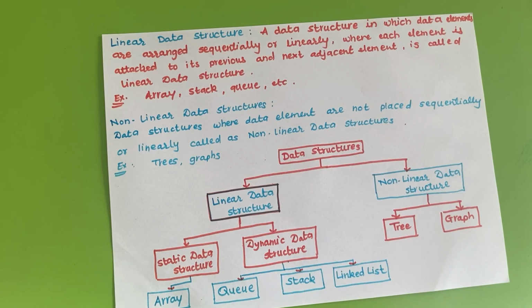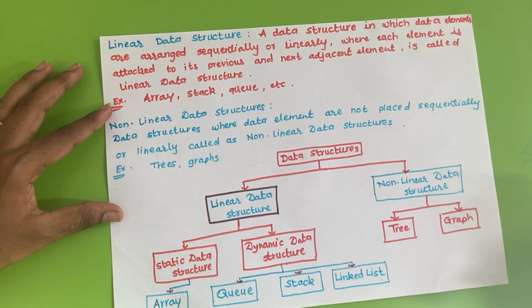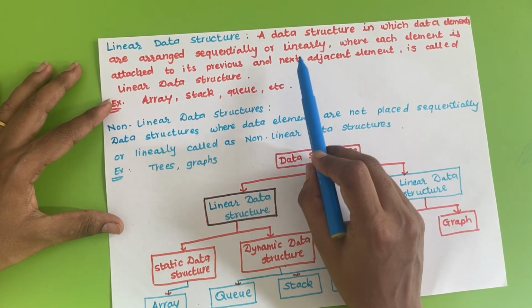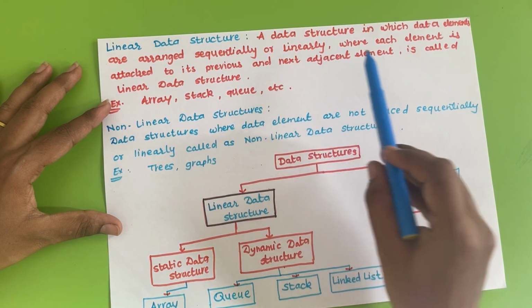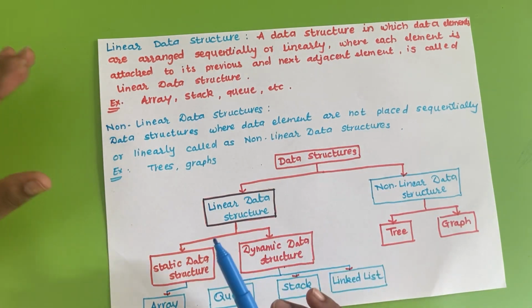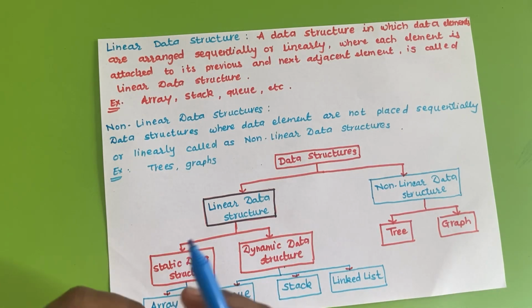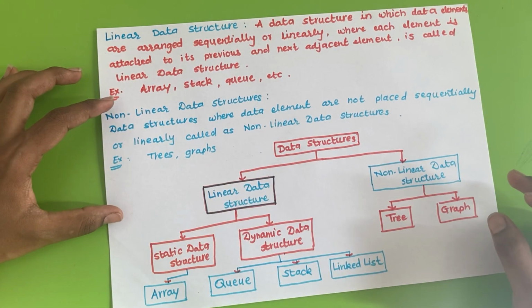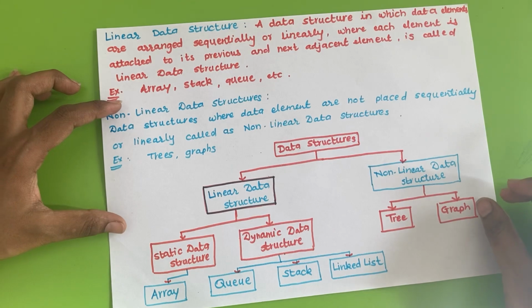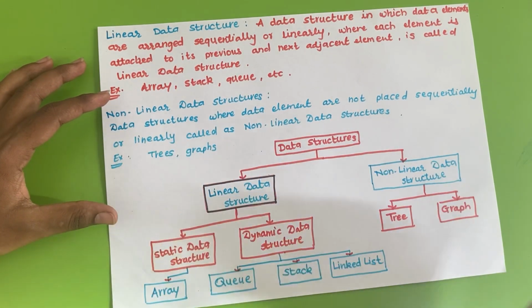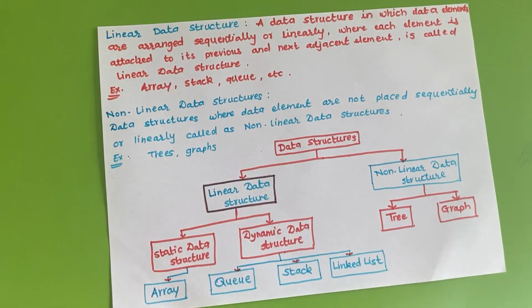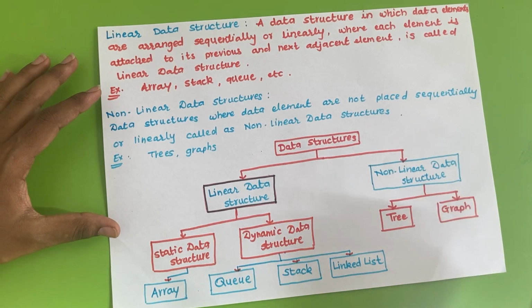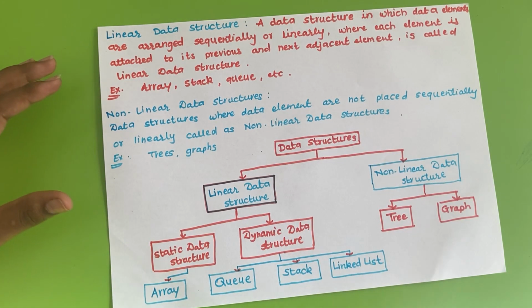In linear data structures, the data elements are arranged sequentially, as the name itself suggests. The elements are arranged in a linear manner, where each element is attached to its previous and next element. In the case of non-linear data structures, the elements are not organized in a sequential or linear way. So we will see what is meant by a linear way. Arrays.